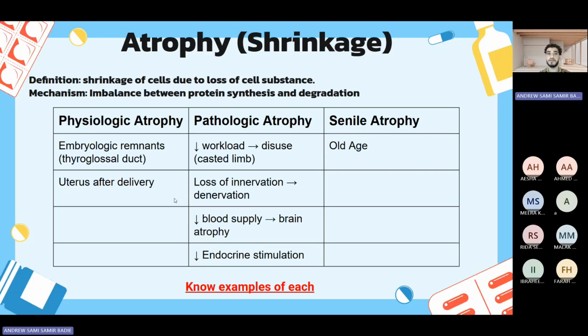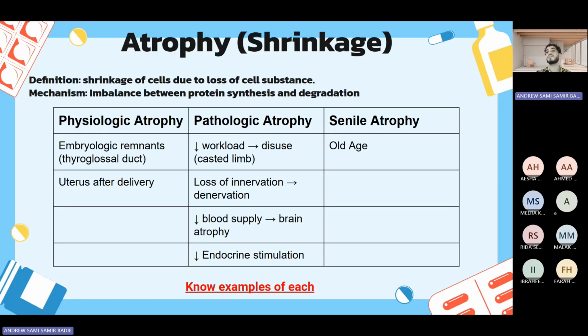Atrophy: if you remember from the medical terminology, when you put an A, it means the opposite, against, or not present. And trophy means size. So atrophy means shrinkage, the shrinkage of cells. This is due to the loss of cell substances inside, the cytoplasm. We lose all of these cell substances, which makes the cell shrink. How it works is that we have an imbalance between protein synthesis and degradation, so the degradation will be more than the protein synthesis.